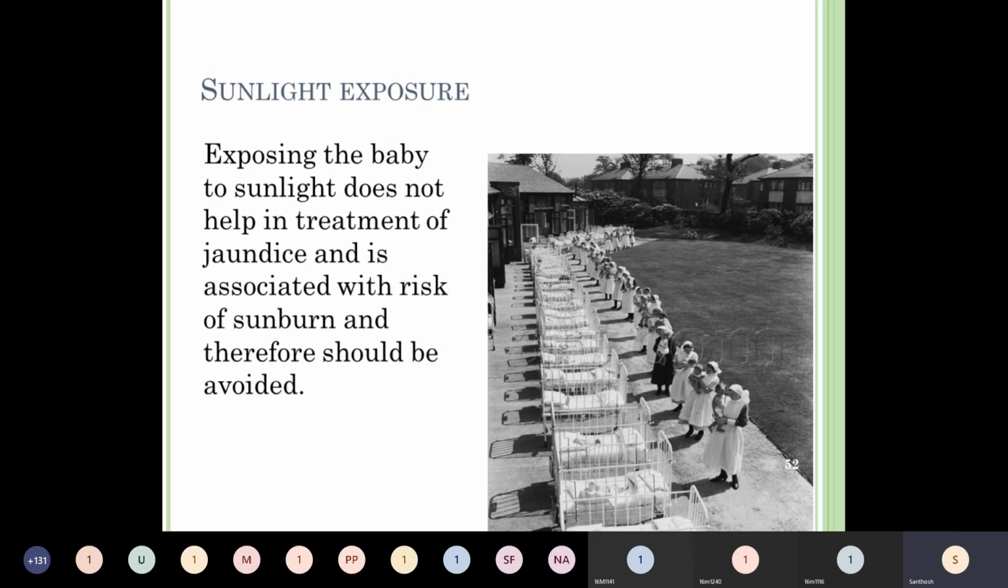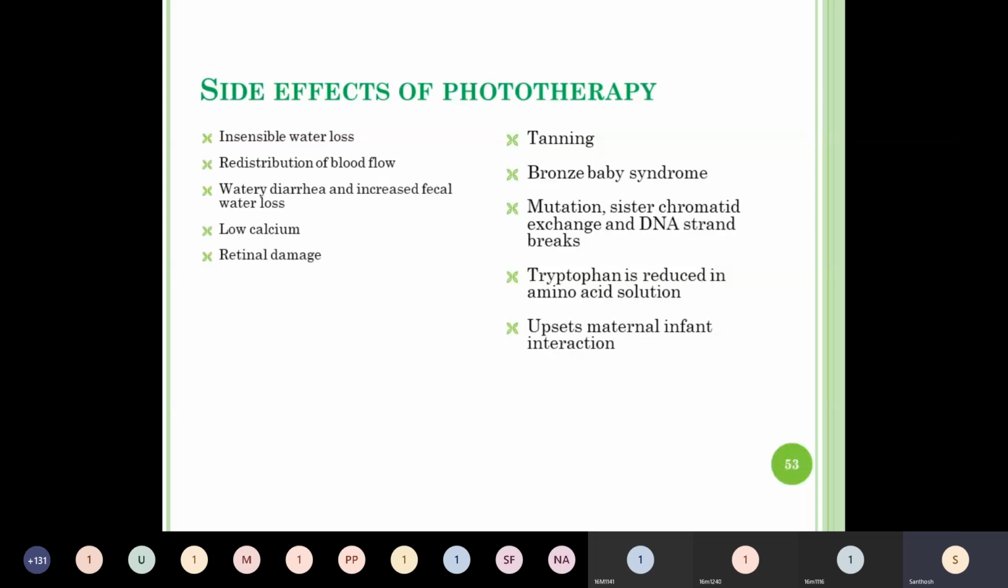The baby may become hypothermic. The later part of the ultraviolet rays, if you want to keep it, the baby may get sunburns. So this is not the treatment mode. So never advise them to keep the baby under sun. So there are some effects of phototherapy also.